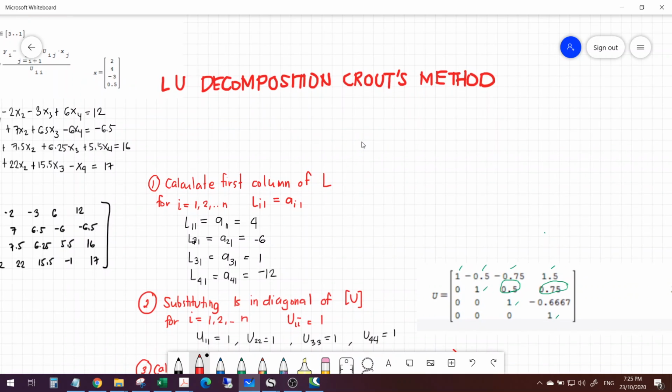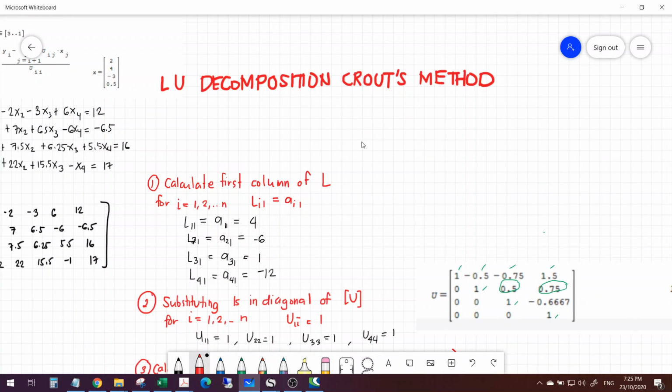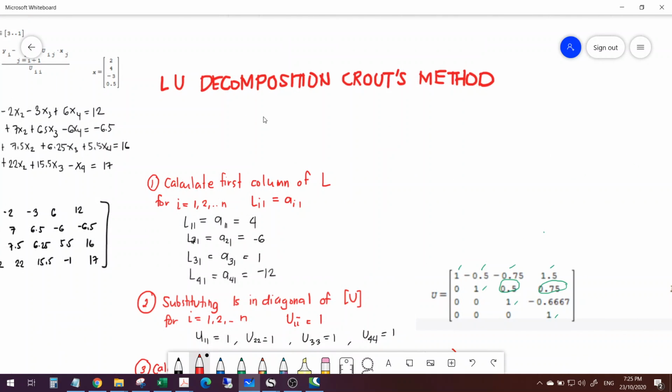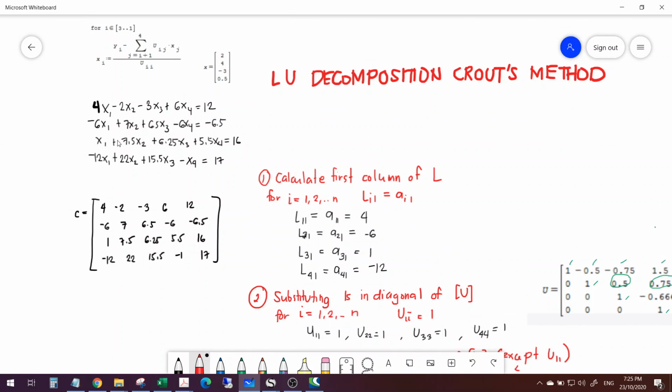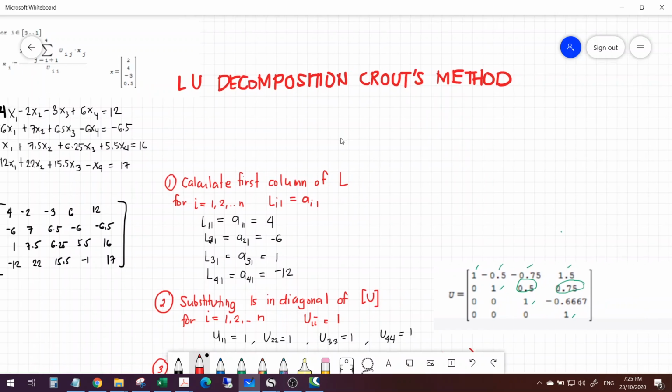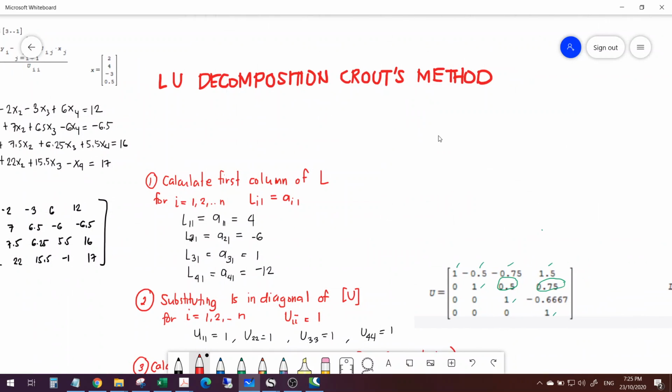In this video, we will solve a system of linear equations using LU decomposition, specifically Crout's method. We will solve the same problem as before, these four equations for a known problem. Okay, this time it's LU decomposition.